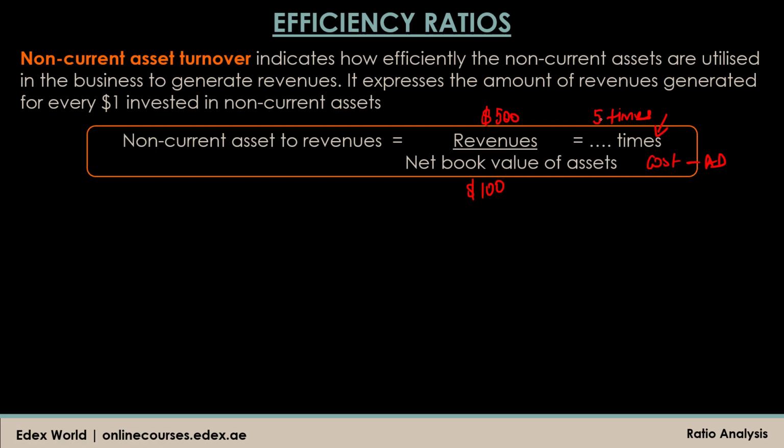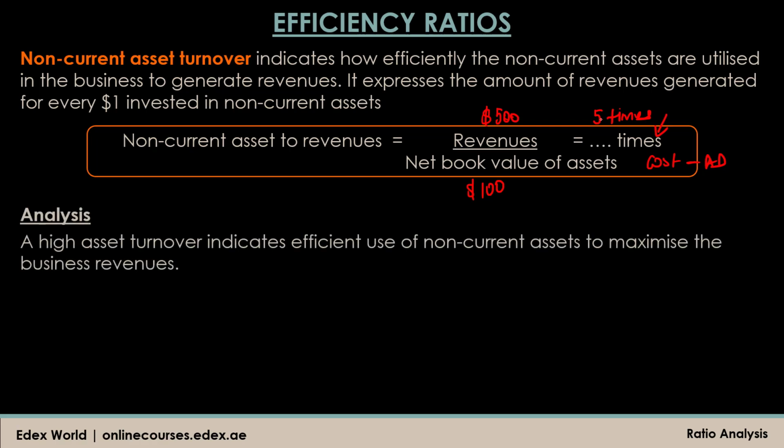Obviously, you cannot just calculate this ratio and decide whether it's good or bad, or whether the business has performed well or not. You'll have to compare it with other firms in the same industry to see whether they are using the non-current assets better than us, or we are using it better than them. You can also compare this ratio with the ratios of previous years of the same firm to see whether over the years our performance has improved or not. So if the ratio increases, it means the business is using the non-current assets better and the performance has improved. So higher the ratio, better it is.